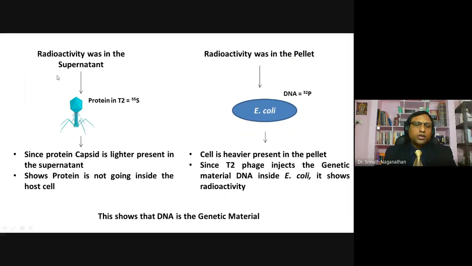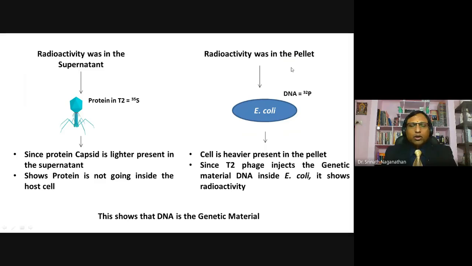From the first experiment, the radioactivity was observed in the supernatant. In the supernatant, they found that the protein of T2, that is S35, is present. From this, they concluded that since the protein capsid is lighter and present in the supernatant, it shows that the protein is not going inside the host cell.